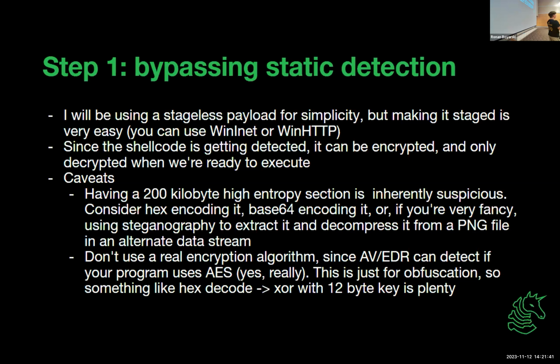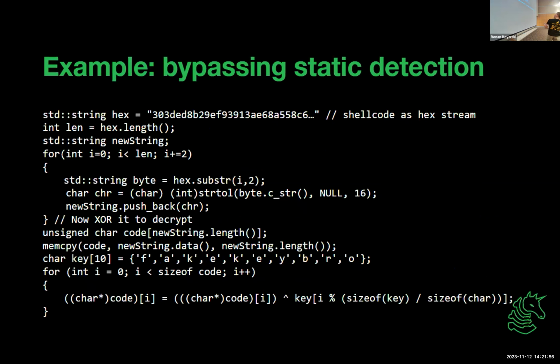In this one, I did hex and then an XOR key. You can do AES if you roll it yourself. I think that's kind of painful, but it is an option. And that's all you need to do to bypass static detection: you just take the shellcode you're going to be running and you encrypt it, and you're just going to decrypt it later.